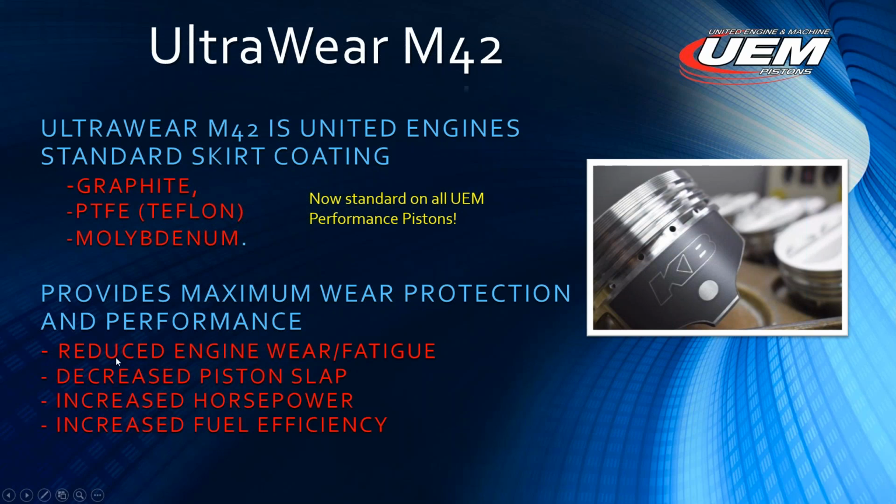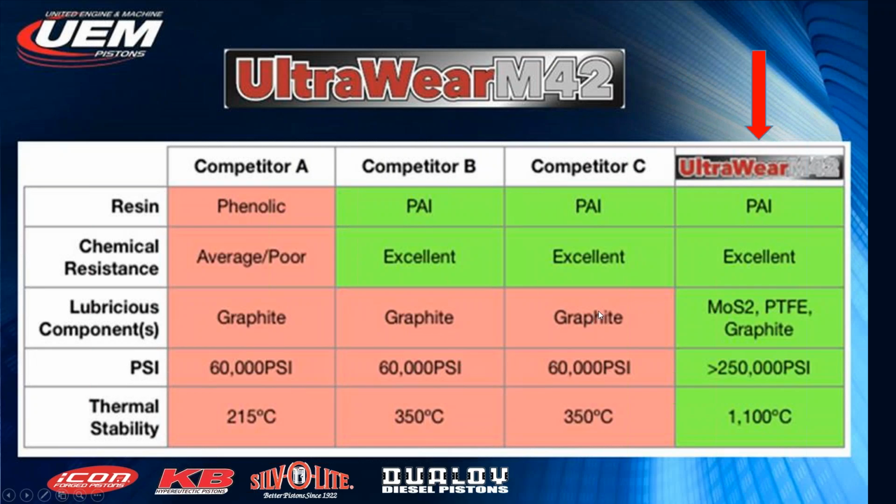And obviously, it does what you're expected to do: reduce engine wear, decrease piston slap, and improve horsepower and fuel efficiency, all that, because of its lubricious nature, and it protects from scuffing and scoring. Now, to demonstrate how wonderful this coating is, I'll just focus down here on the bottom right. Before we talk about competitors, actually one of these, competitor A, B, and C, used to be our old coating as well. But our new Ultaware, with those three lubricious components, reduces friction a little more.